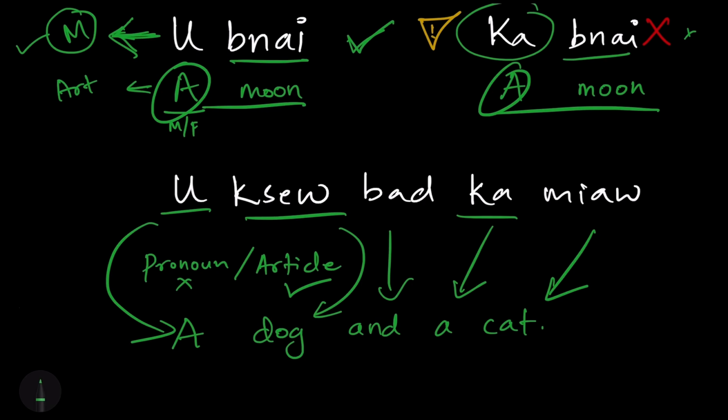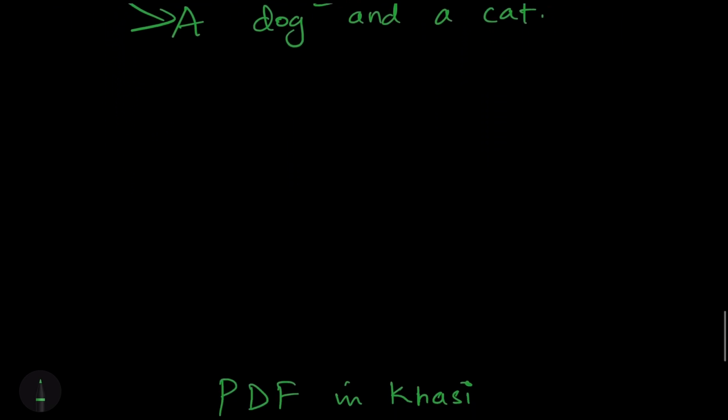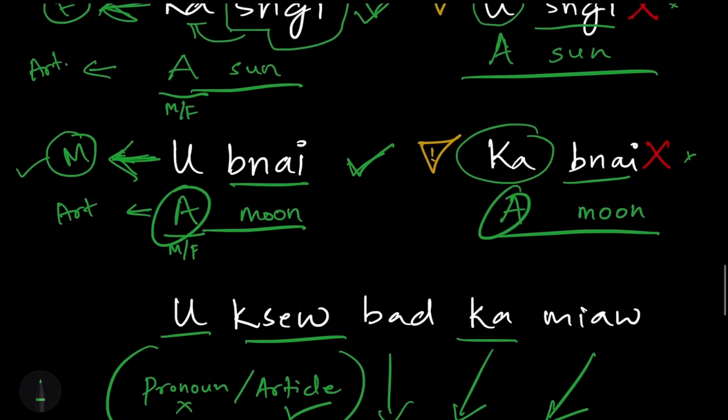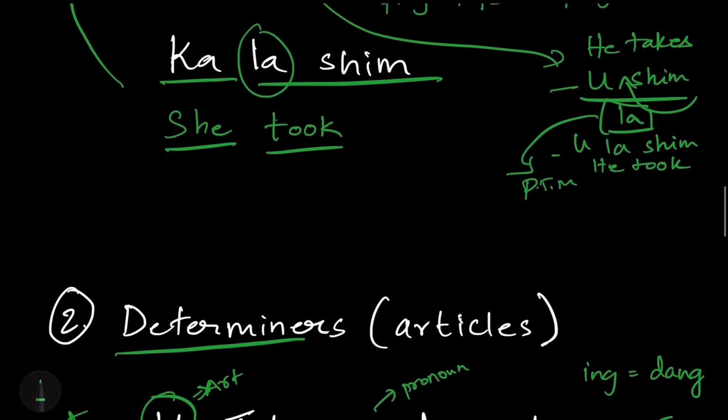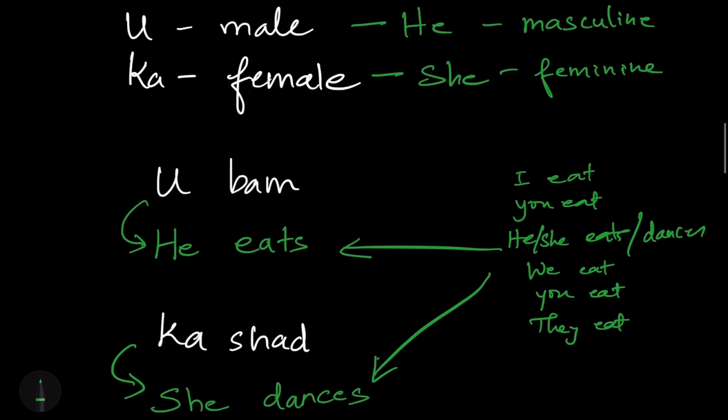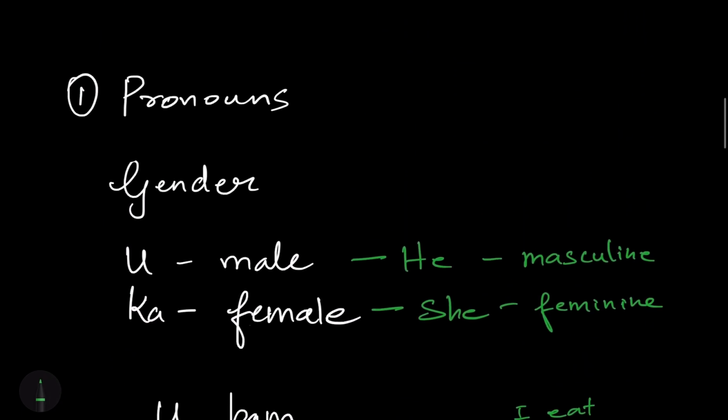I hope this is clear for you. That's all for today. So once again, u and ka is a determiner, and it is also a pronoun.